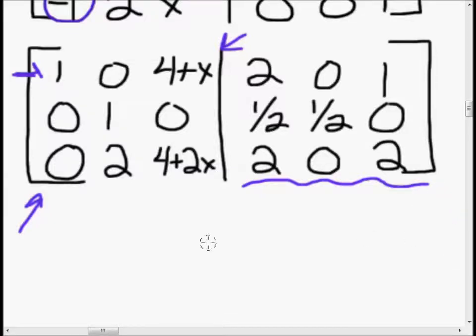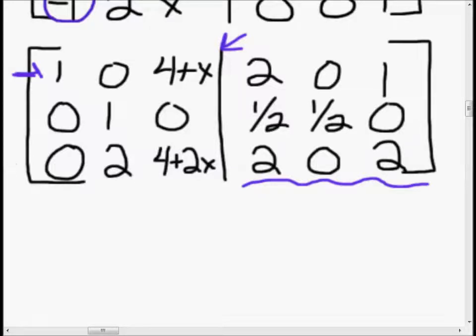So let's see, what's the next thing I could do? Looking at this, I'm trying to figure out what I want to do next. I've gotten some things pretty tidy here on the bottom, and even though it looks kind of nasty, I think we can do this. So let's see. I think what I want to do is multiply this bottom bit by 1/2.